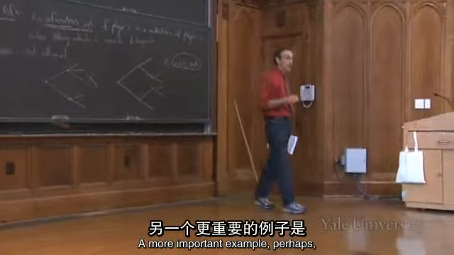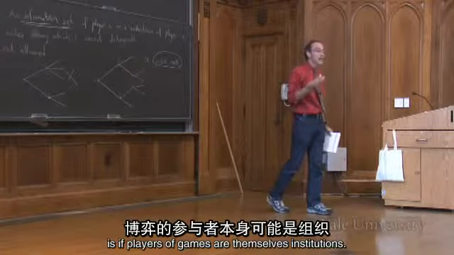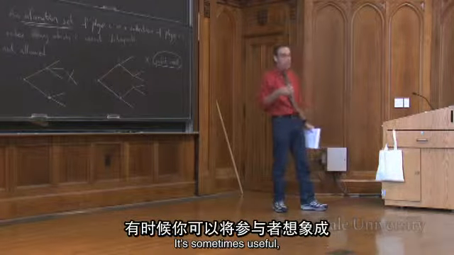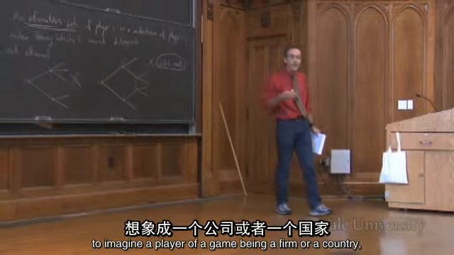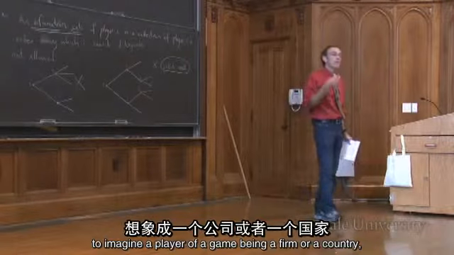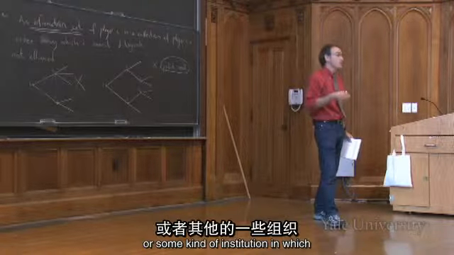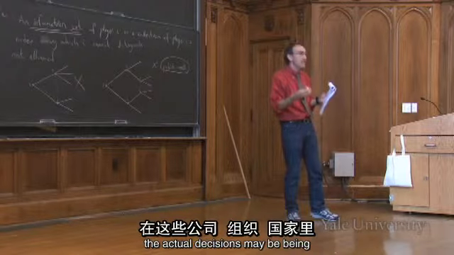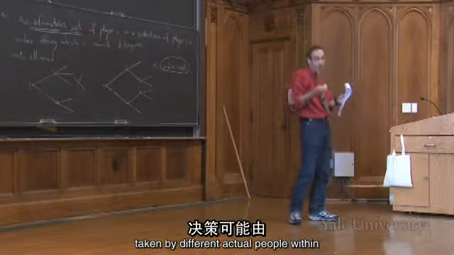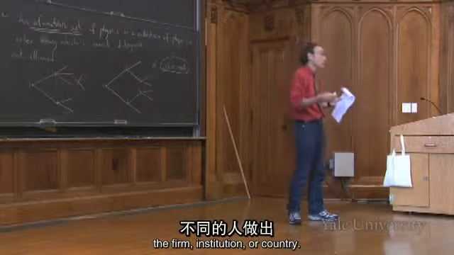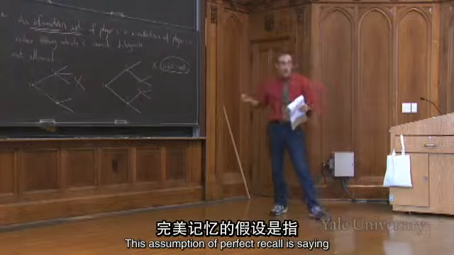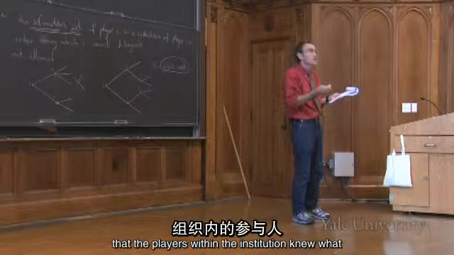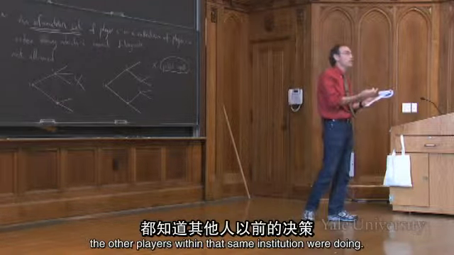A more important example, perhaps, is if players of games are themselves institutions. It's sometimes useful, and we've often talked about it in this class, to imagine a player of a game being a firm or a country or some kind of institution in which the actual decisions may be taken by different actual people within the firm, institution, or country. And this assumption of perfect recall is saying that the players within the institution knew what the other players within that same institution were doing.